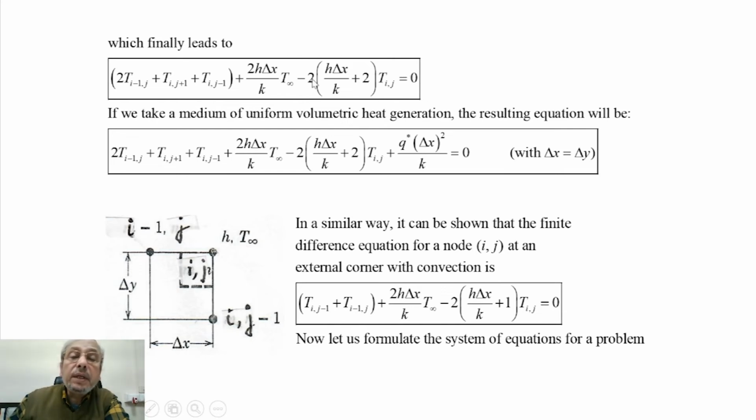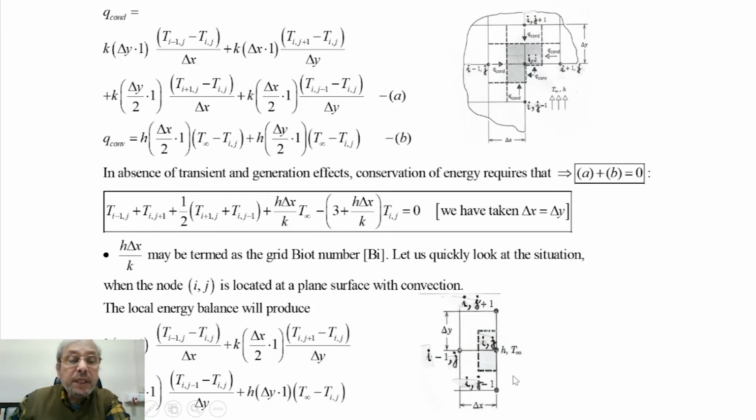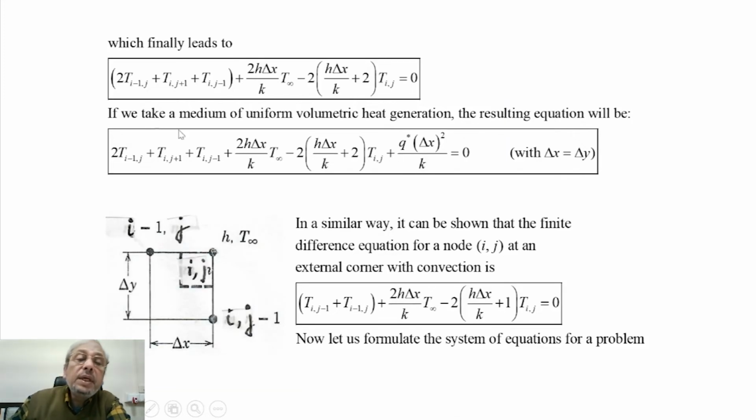So this will be the governing equation for one such point, which is located at the plane surface with convection. If the medium is such that a uniform volumetric heat source is present, then this equation can be further modified as 2T(i-1,j) + T(i,j+1) + T(i,j-1) + 2hΔx/k times T∞ - 2 times (hΔx/k + 2) T(i,j) + q̇Δx²/k = 0. And again Δx equals Δy.